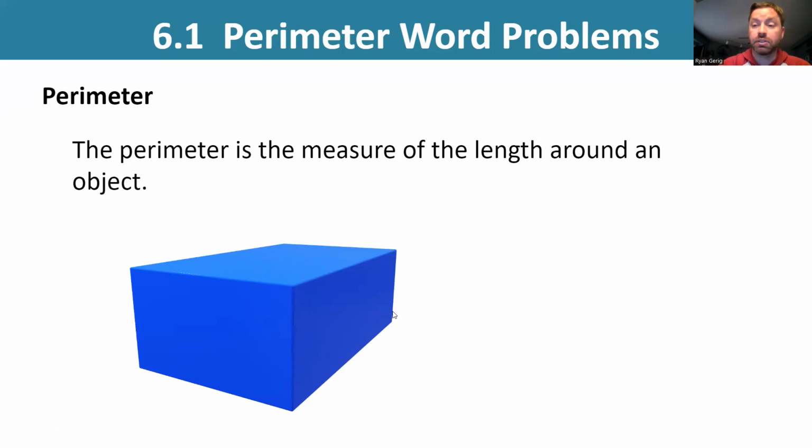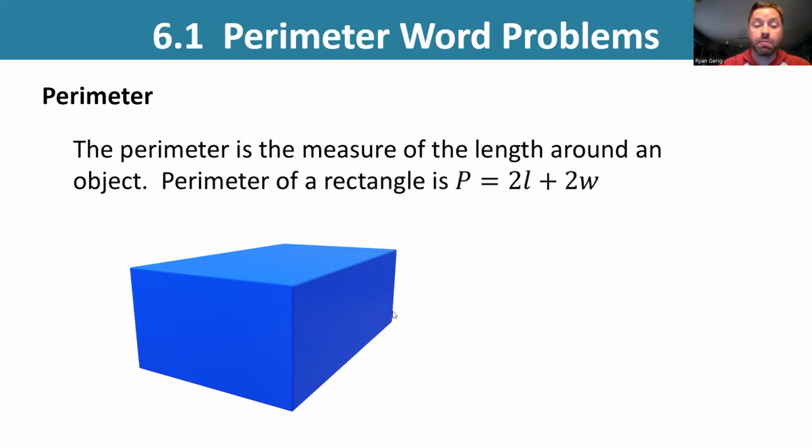Now, with rectangles, there's a specific formula. The perimeter of a rectangle is 2 lengths plus 2 widths. In general, the perimeter is just the distance around. You add up all the sides. But for a rectangle, the opposite sides are equal. So the 2 lengths are equal, as well as the 2 widths, which is where that formula comes from.